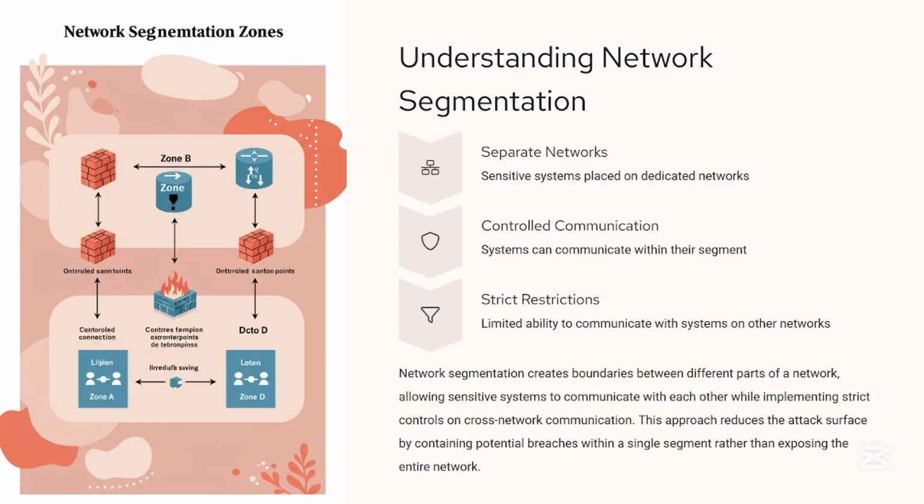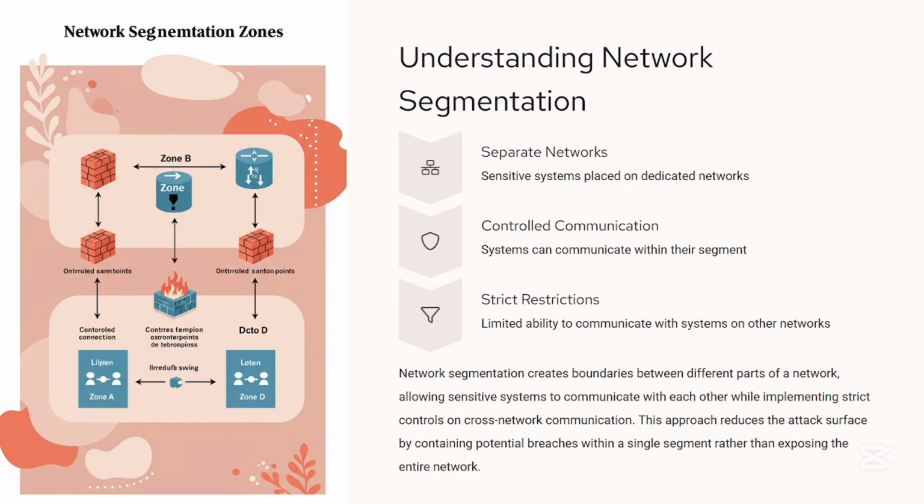So let's start with segmentation, or network segmentation. Network segmentation is where sensitive systems are placed on dedicated networks, separate networks in simple terms. Sensitive systems are put on a different network and the rest of the organization is on a different network. And how does this help? It helps to provide controlled communication where systems can communicate within their segments.